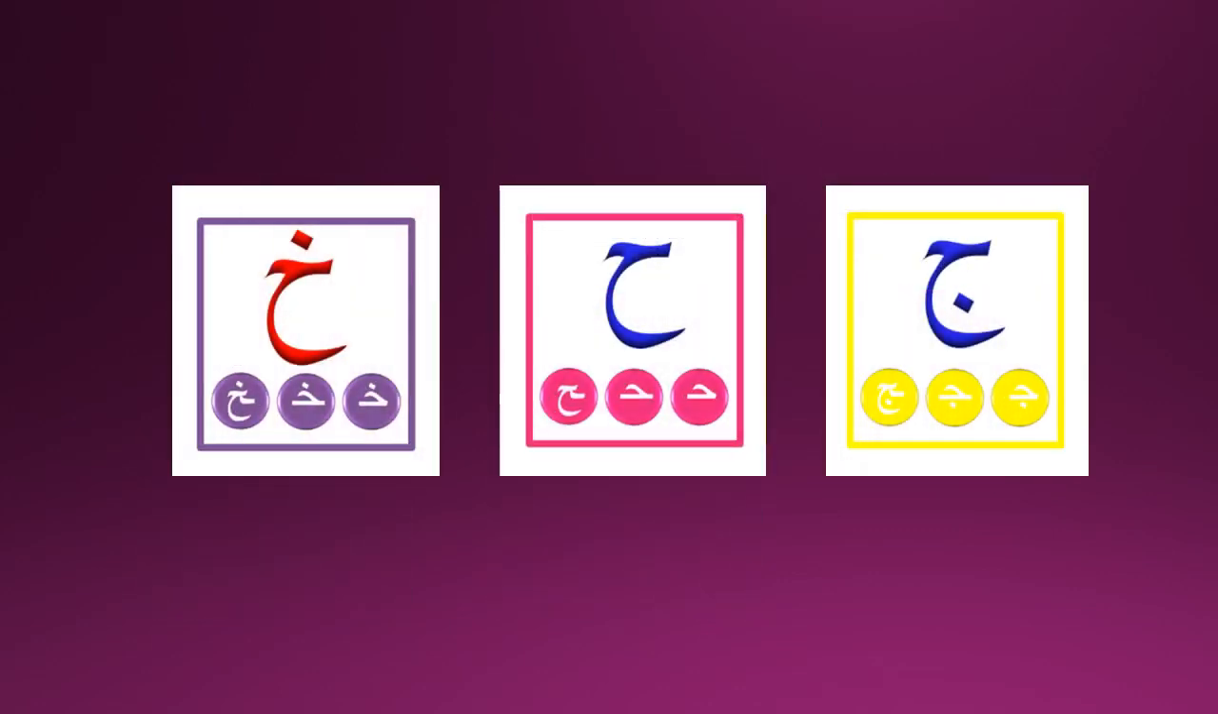Now look at the family of Jim. Jim, Ha, Kha. They look alike, but there is a difference. What is the difference? Yes, the dots. Jim has a dot in it, Ha has no dot, and Kha has a dot on it. Again, repeat. Jim has a dot in it, Ha has no dot, and Kha has a dot on it.